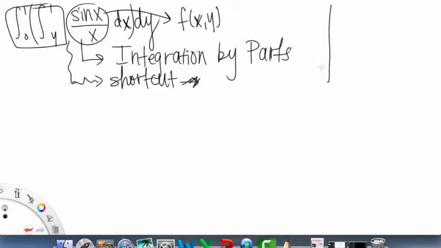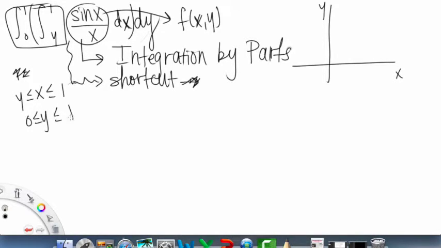So let's graph it. So we have our x and our y. Okay, wait, let me rewrite that. The bounds for x are the inner ones, right? So it goes from y to 1. Okay, so this is how you kind of transform it into these inequalities. And y, which are the outer ones, go from 0 to 1.